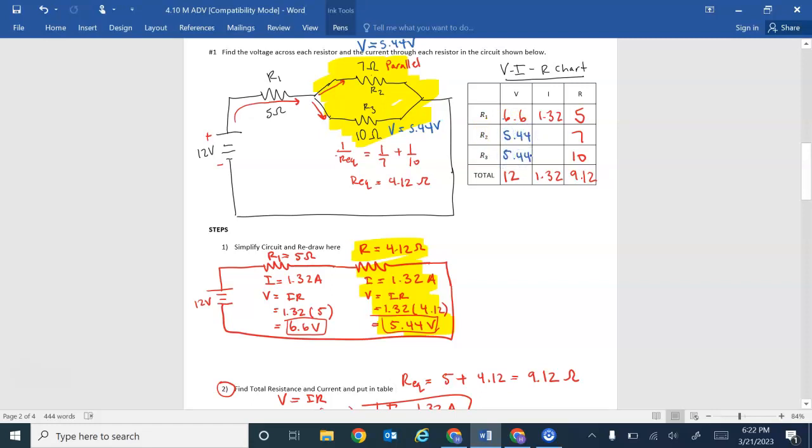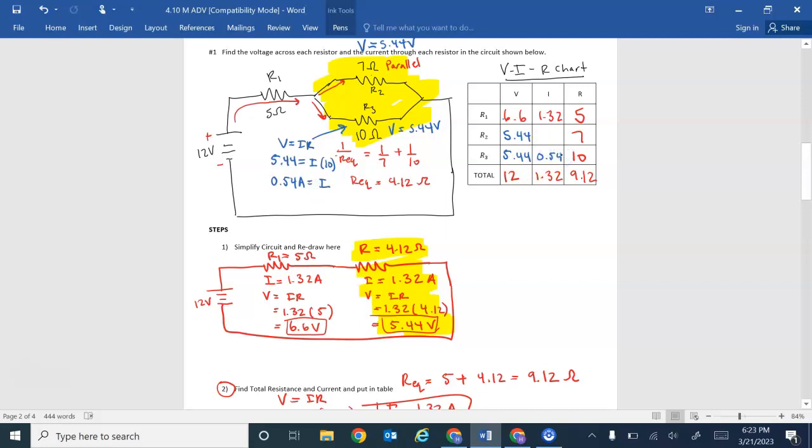So anytime we know 2 things out of V, I, and R, we can find the other one. So let's just use for each of these V equals IR to find. So I'm going to go ahead and set up for the 10 ohm, so we can use V equals IR. Voltage is 5.44. I we want to find, and resistance was 10 ohms. Okay, divide both sides by 10, and I get 0.54 amps equals the current for the 10 ohm. So let's go ahead and put that in the table.